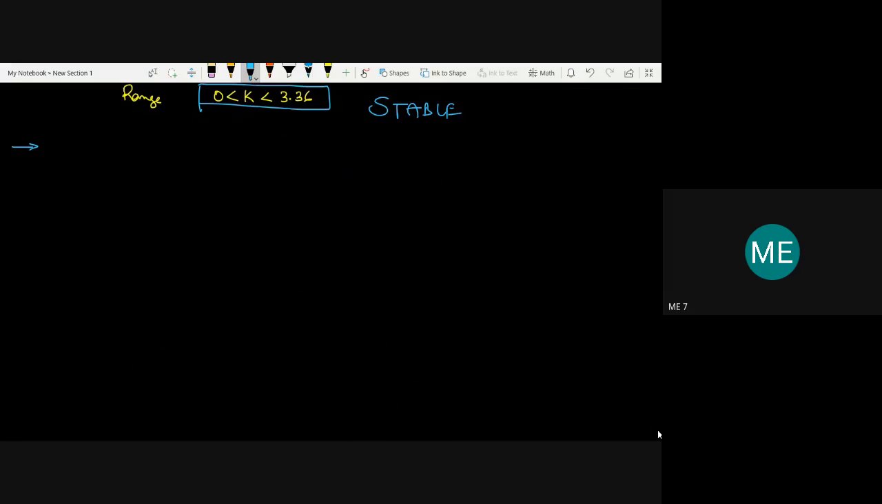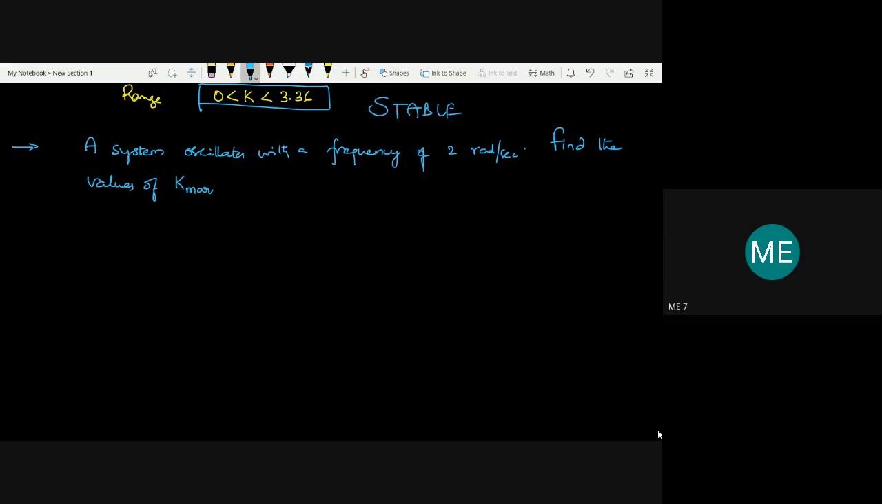A system oscillates with a frequency of 2 radians per second. Find the values of k marginal and the unknown parameter. See here, the parameter p is unknown, so p.